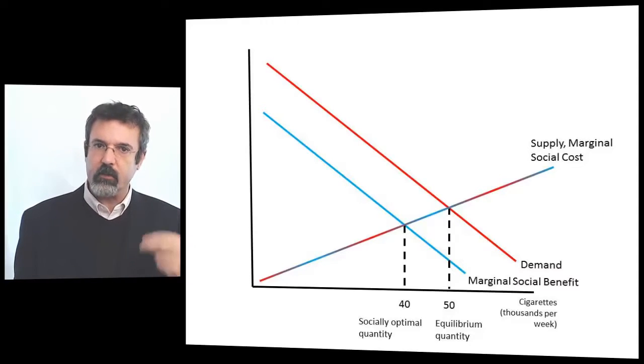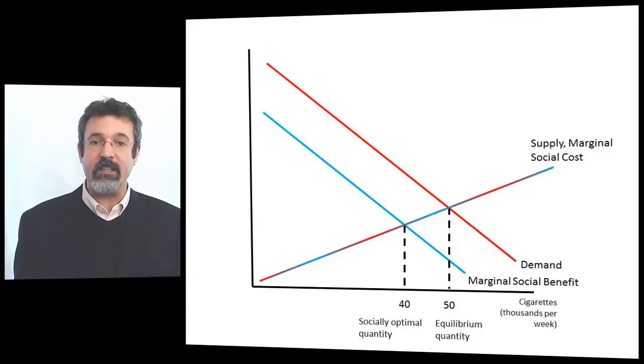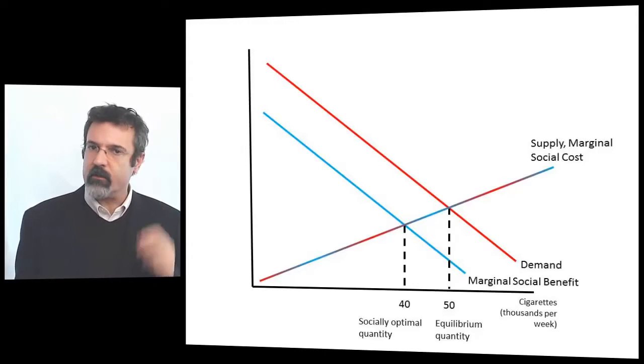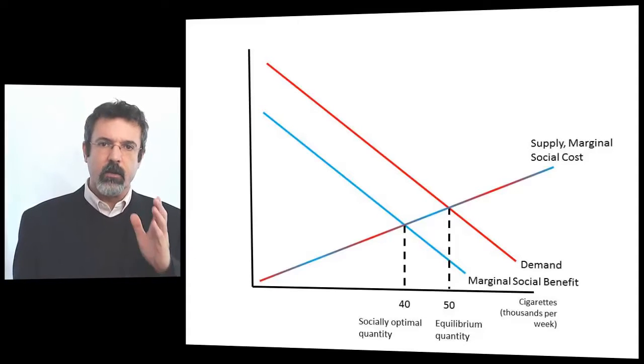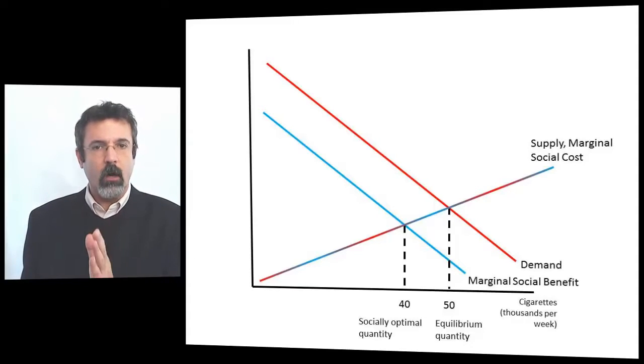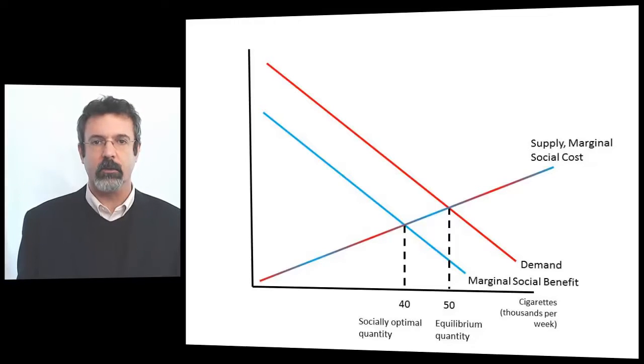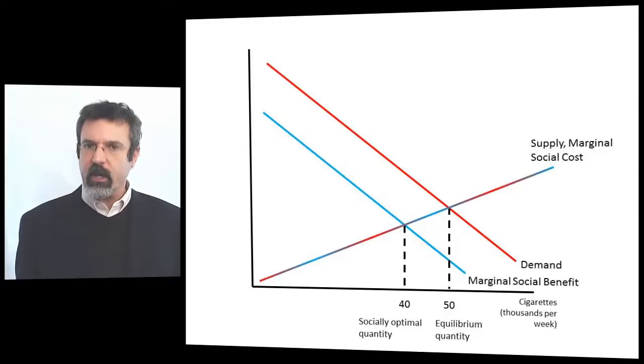This is the number of cigarettes at which the marginal benefit to society of one more cigarette balances with the marginal social cost to society of having one more cigarette. So in this instance of the negative consumption externality, the market is producing more of the product than is socially desirable. Now let's look at a negative production externality.